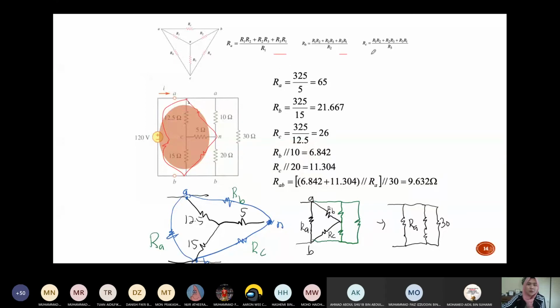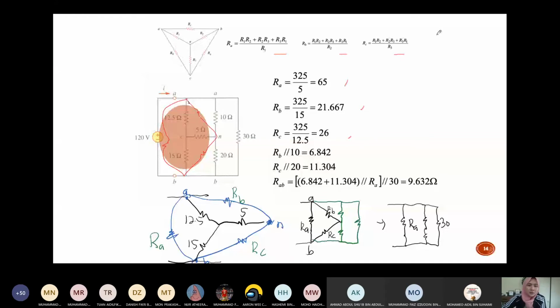This is the formula for RA, RB and also RC. So for RA, just put in the values here. You will get RA equals 65. RB, you will get 21.667. RC, you will get 26.